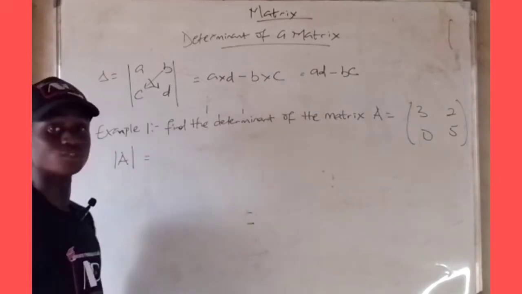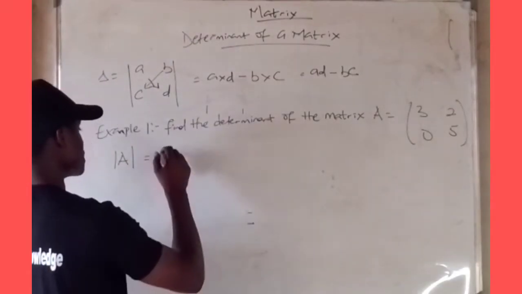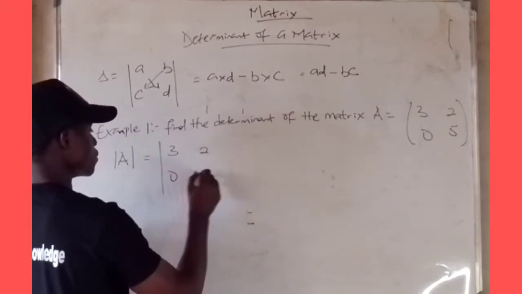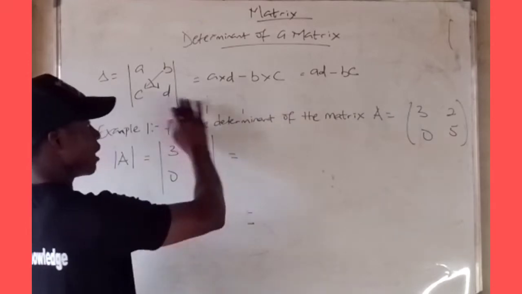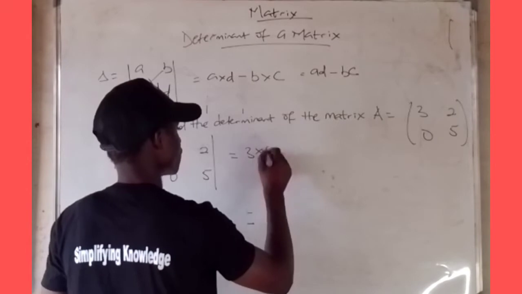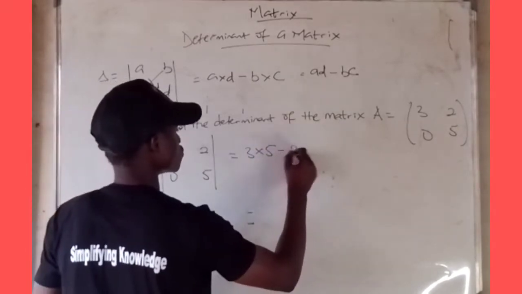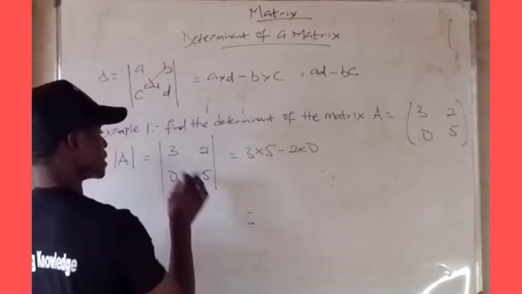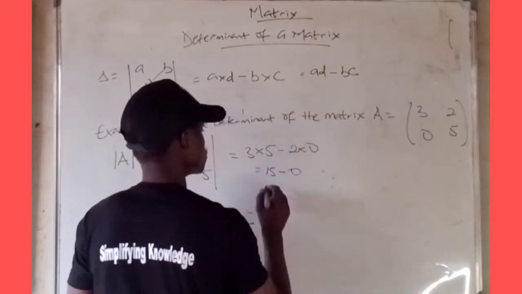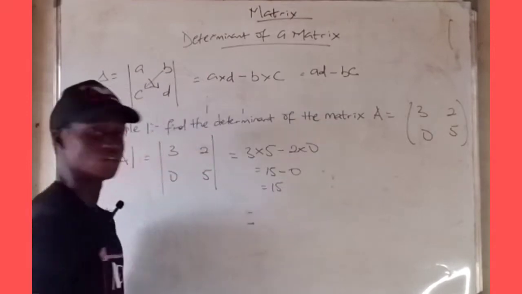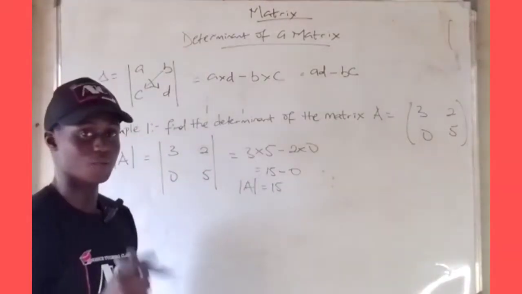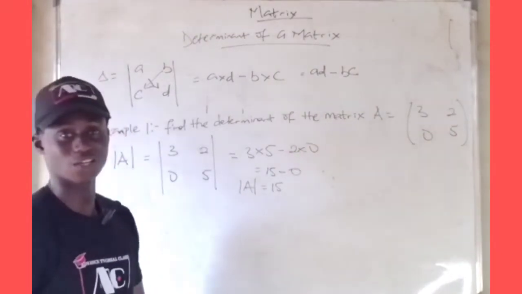You can see I put A in straight line columns and close it. Then I'll be having all the elements of A in those straight line columns: 3, 2, 0, and 5. So using our basic example that has been listed up here, it becomes 3 times 5 minus 2 times 0. 3 times 5, that's 15. Minus 2 times 0 is 0. So 15 minus 0 is 15. So determinant A is equal to 15. I believe you agree with me that this is actually quite simpler than you envisaged.